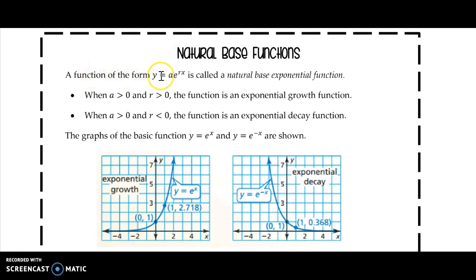Okay, so a function that is in this form is called a natural base exponential function. It says when a is greater than 0 and r is greater than 0, then we're going to have an exponential growth function. If a is greater than 0 and r is less than 0, then the function is going to be an exponential decay function. Down here is an example of an exponential growth function and an exponential decay function. As you can see, the growth is growing, and then in the decay function, we are decreasing.